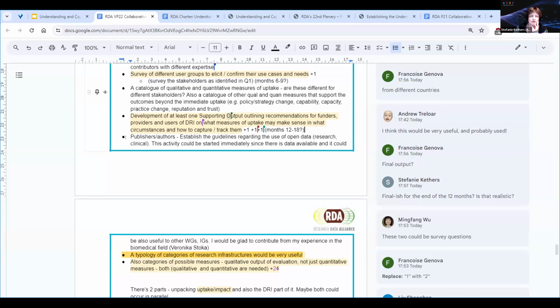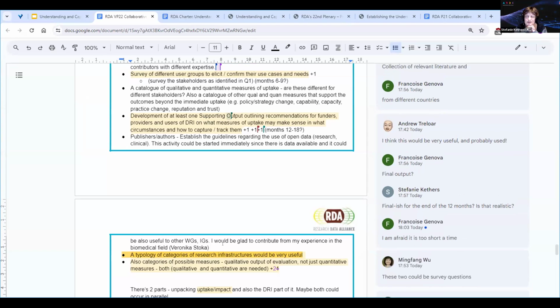So Veronica suggested establishing guidelines regarding the use of open data. And so how long do you think something like that would take? And what kinds of resources would be needed?